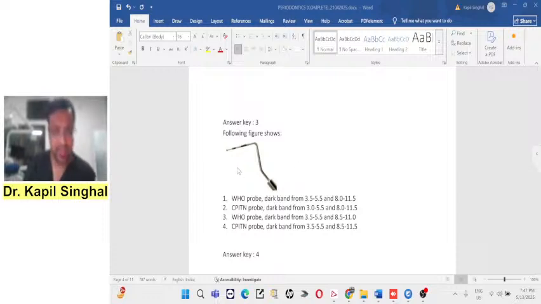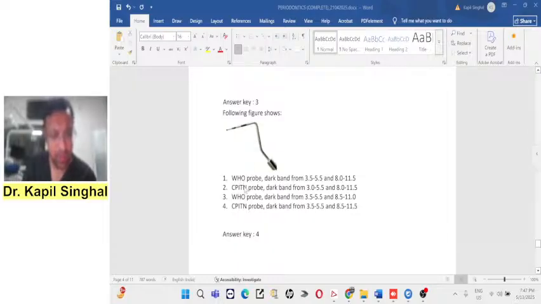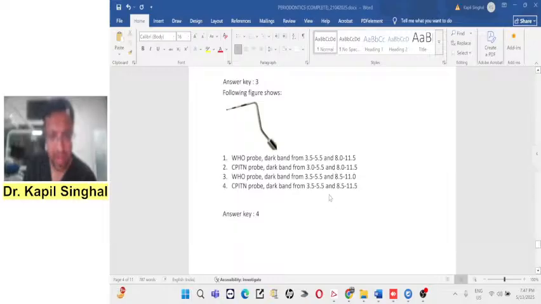Okay, one more question was recalled for CPITN probe. We have already discussed. What is this? This is a CPITN probe, ideally to be more specific, C. And the markings are from 3.5 to 5.5 and 8.5 to 11.5. So the option here would be 4. Both WHO and CPITN are same. They can be used, but here the options are being turned upon by the examiner to confuse you. So the answer here would be 4.